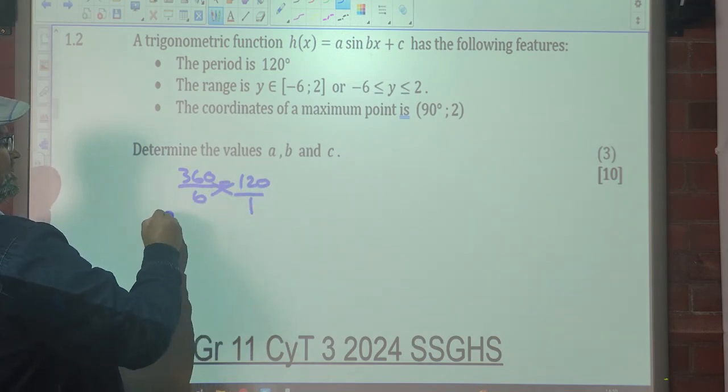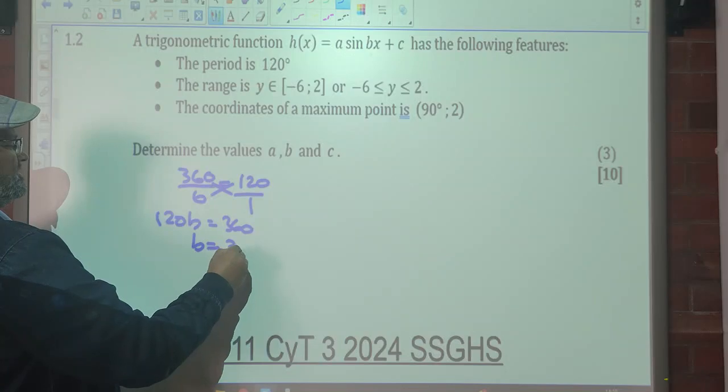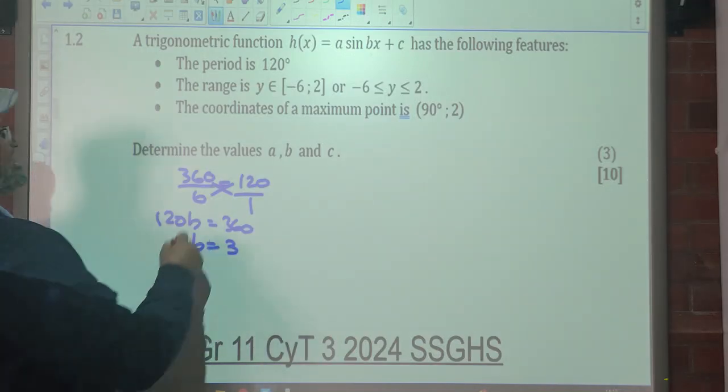Cross multiply, so I get 120 B is equal to 360. So B works out to be 3. Okay?